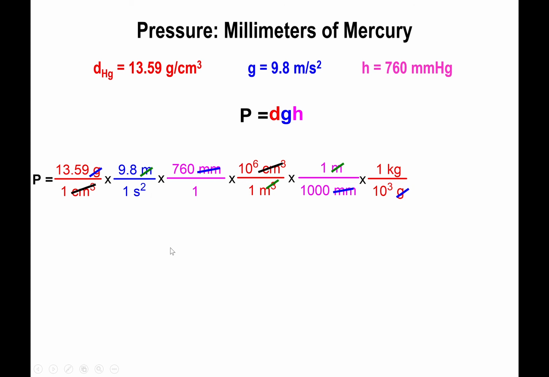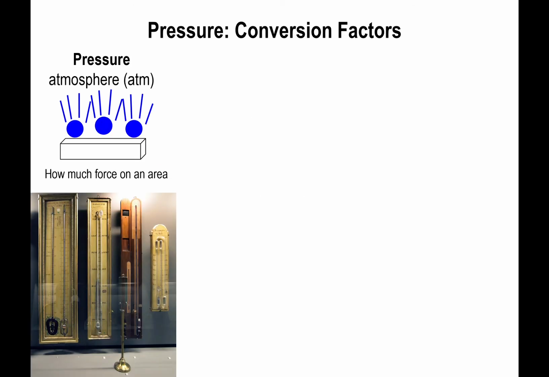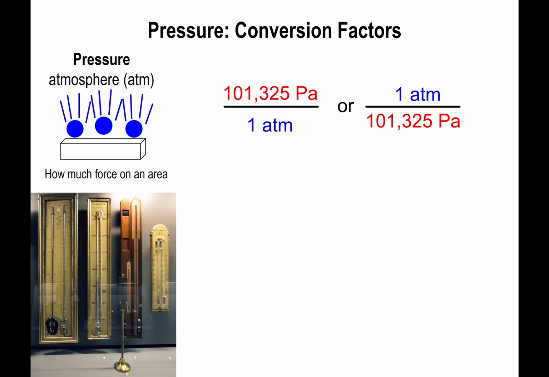When you multiply all of these numbers together, 13.59 times 9.8 times 760 times 10 to the 6th divided by 1,000 divided by another 1,000, you end up finding out that this value is 101,325 kilograms per meter second squared. In other words, the pressure at sea level in pascals. All right, so pretty much that presents all the conversion factors that I want to show you. Namely that 1 atmosphere equals 101,325 pascals. So you can have either of these two fractions for your conversions.